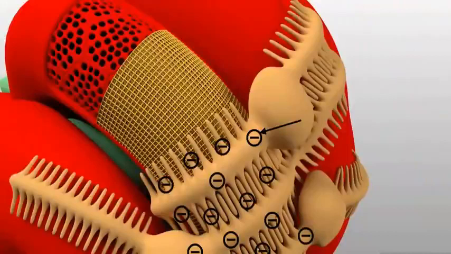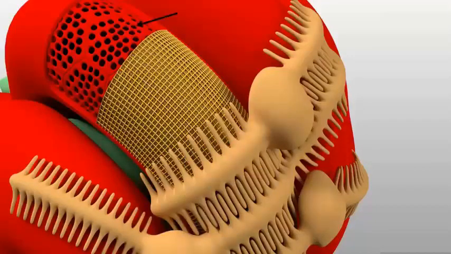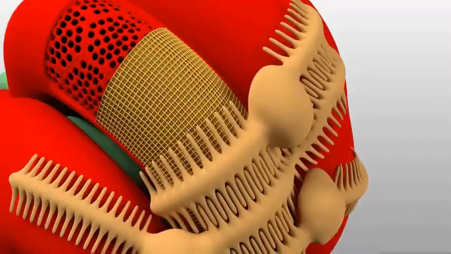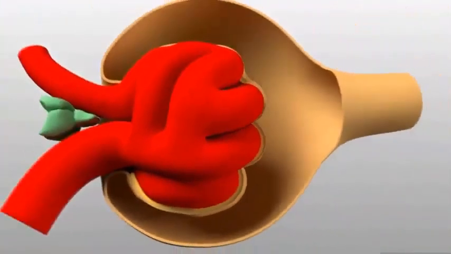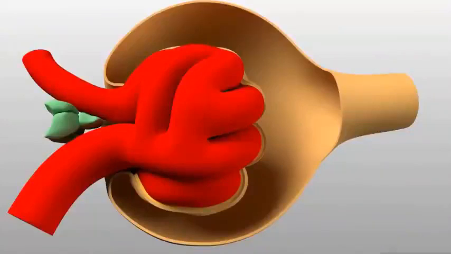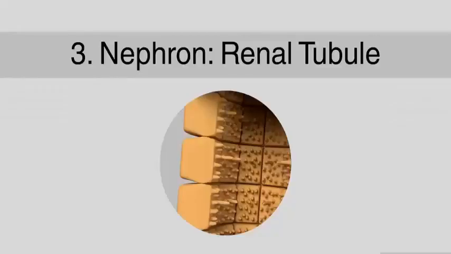Podocytes also have negative charge on their surface. They provide additional restriction to the filtration of negatively charged molecules. Remember, these endothelial cells, the basement membrane, and podocyte layer form the filtration barrier through which the blood is filtered. This completes the renal corpuscle. In next video, we will see renal tubule.